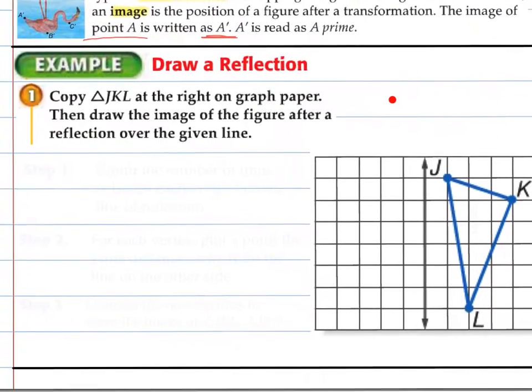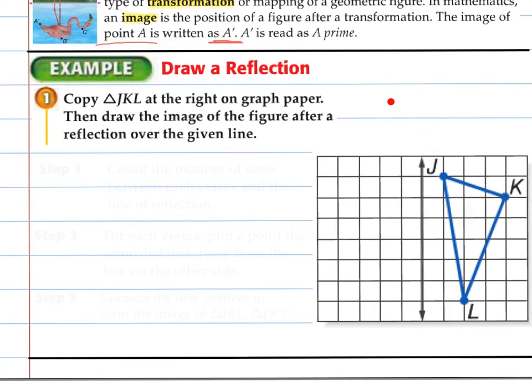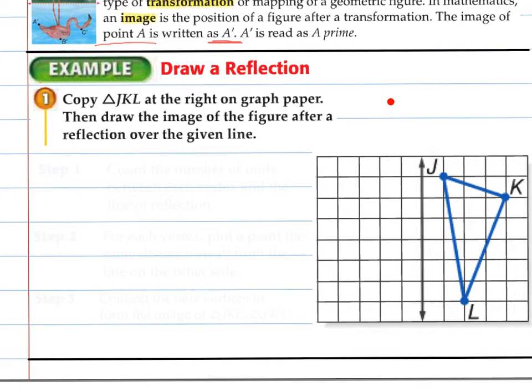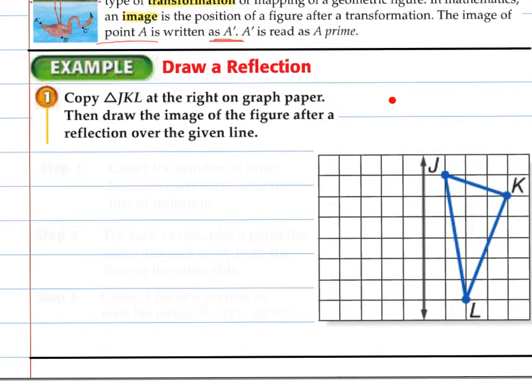So if I'm going to draw a reflection, you might be able to see these marks better than I can. If I want to copy a triangle JKL at the right on graph paper, I'm going to copy that in. So you could pause here if you have graph paper with you or print out the notes and plot these points. You could make one of those lines the origin if you really wanted, so you could plot the points effectively.